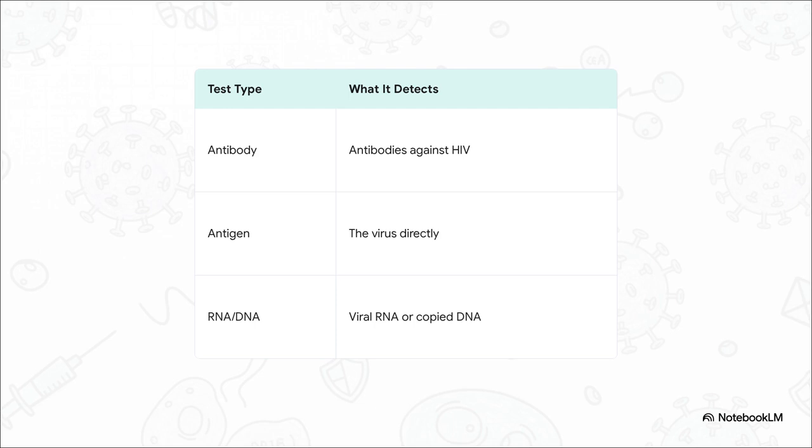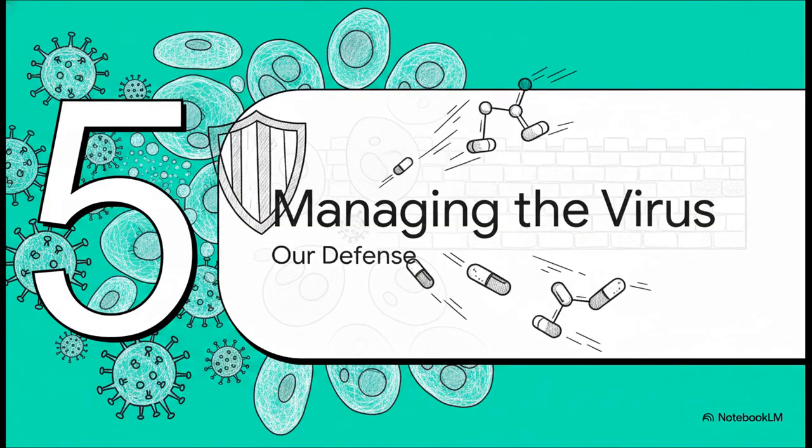We've got a few clinical tests in our toolkit. We have antibody tests, which basically look for the body's reaction to the virus. We have antigen tests, which look for the physical viral proteins themselves. And we have RNA and DNA tests, which hunt down the actual genetic material of the virus. Now, if you want early detection, modern medicine highly recommends a combination antibody and antigen test. This casts the widest possible net, detecting both the virus itself and your body's immune response to it as early as possible. Which leads us to our final part today, Section 5, Managing the Virus, Our Defense.